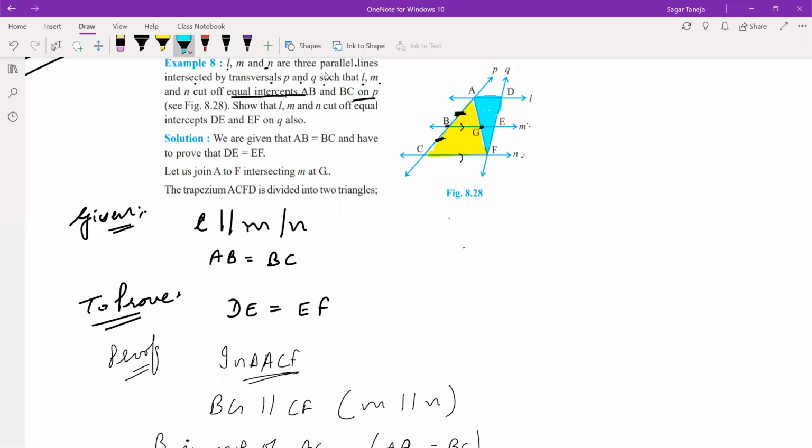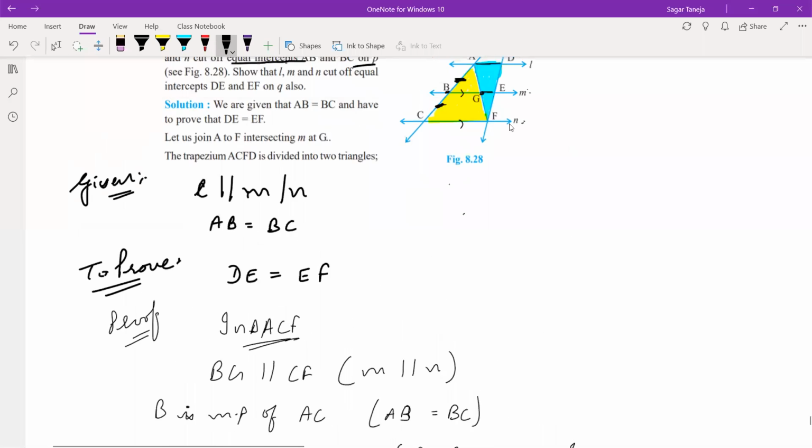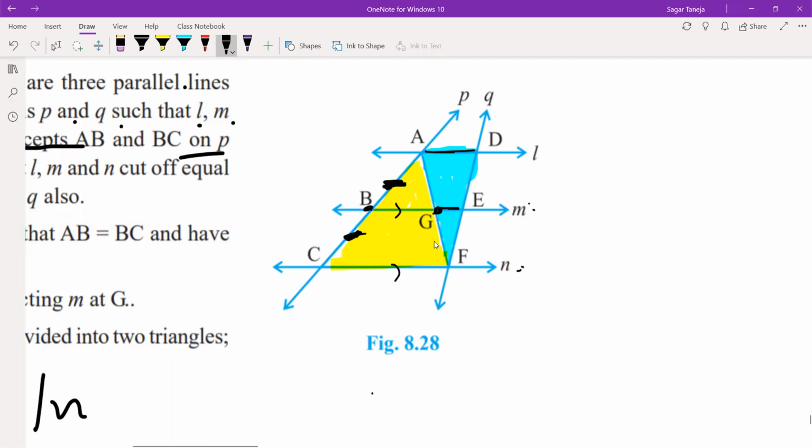In this triangle AFD, now let's move right. In triangle AFD, again G is midpoint of AF. Just see this in this triangle. G is the midpoint of AF. Right now we have proved that G is the midpoint of AF. G and AF are also part of this triangle, the triangle which we have taken in sky blue. So G is the midpoint of AF and GE is parallel to AD.